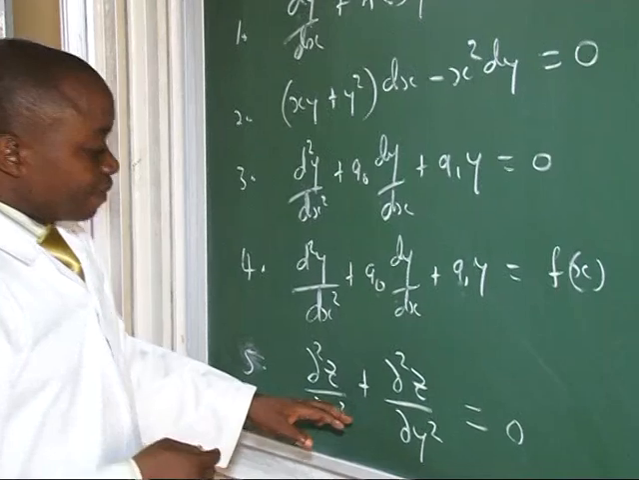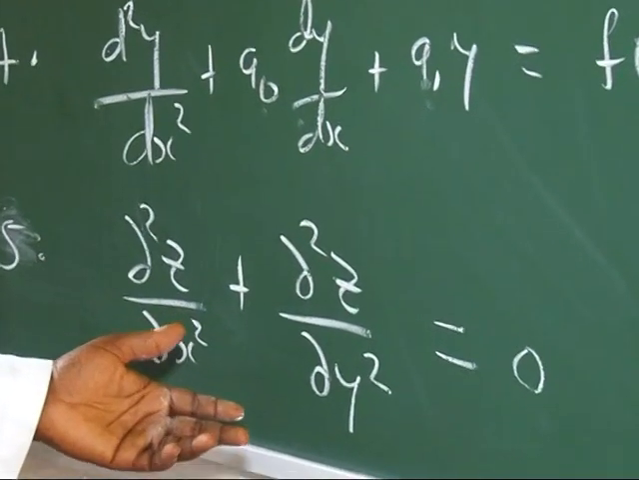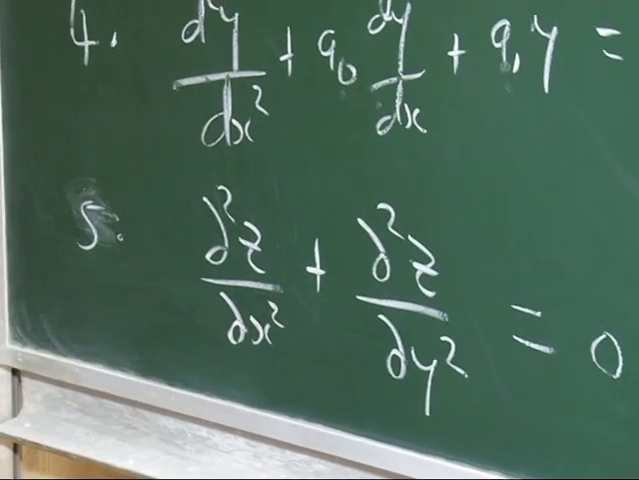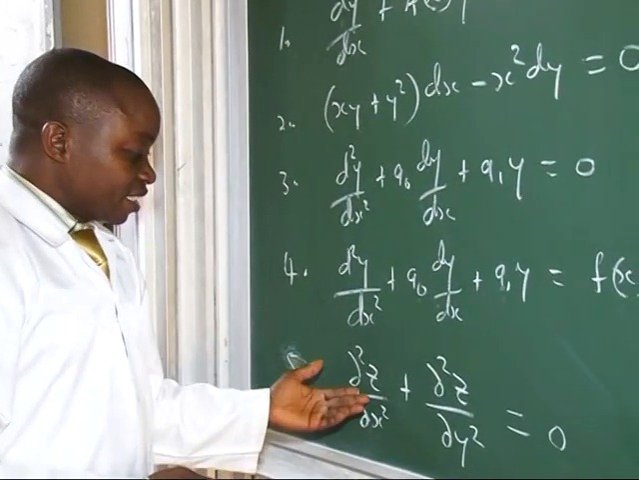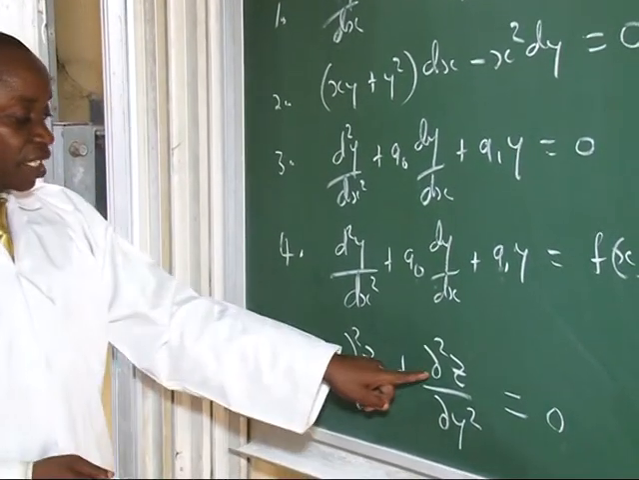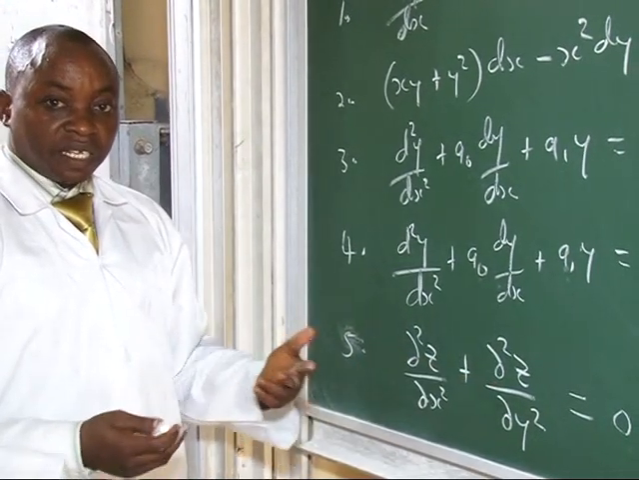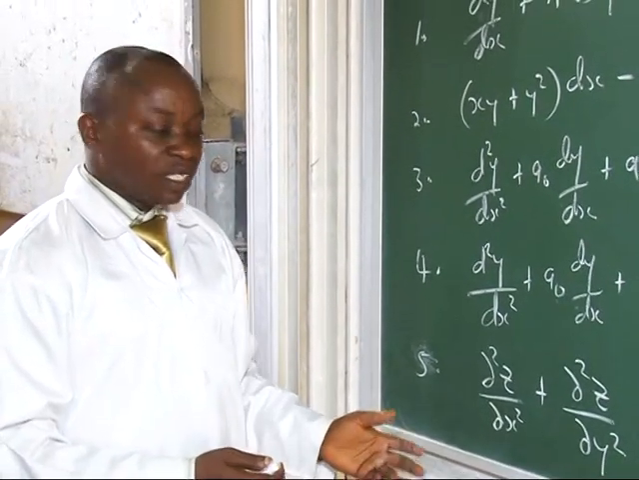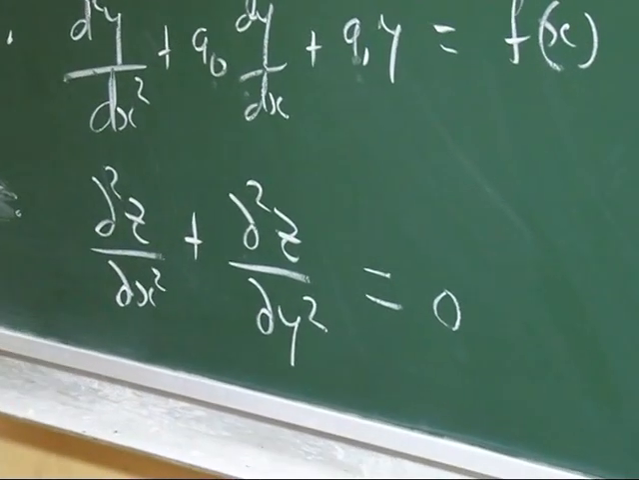Now look at this. This one is a partial differential equation. You see, students who are familiar with partial derivatives know that this is how we denote a partial derivative. So when a differential equation involves partial derivatives, we call it a partial differential equation. So this is of order 2.